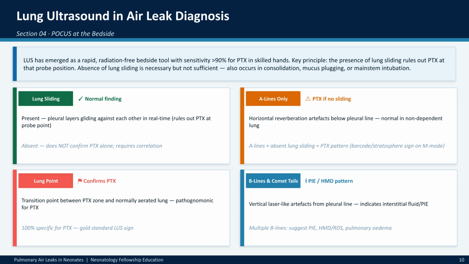Lung ultrasound is a rapid, radiation-free tool for air leak diagnosis. Lung sliding is a normal finding that rules out pneumothorax at that site. Absence of sliding with A-lines suggests pneumothorax. The pathognomonic lung point sign confirms pneumothorax, while B-lines and comet tails suggest interstitial fluid or PIE.